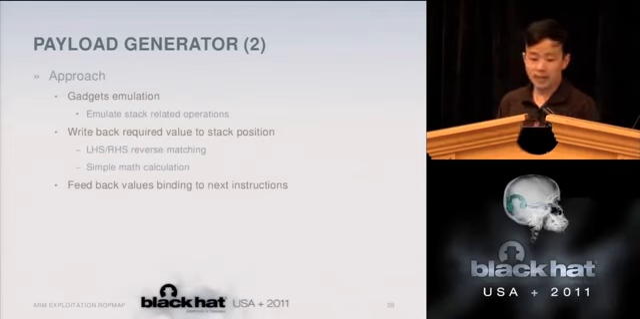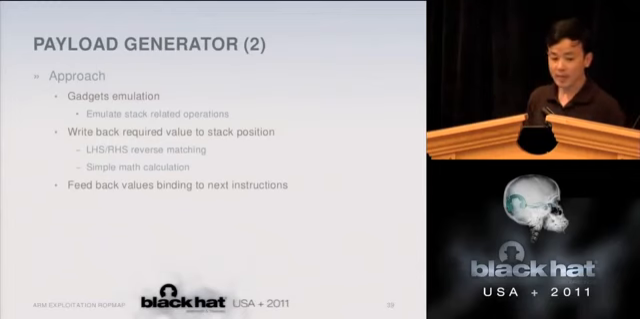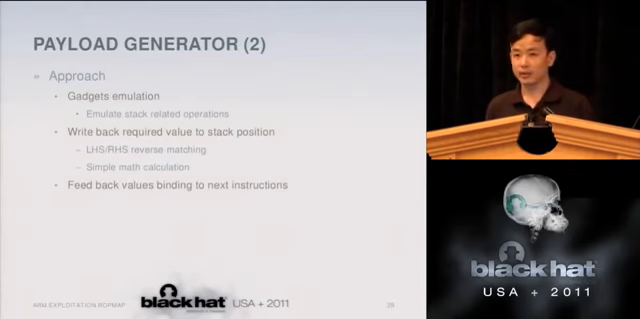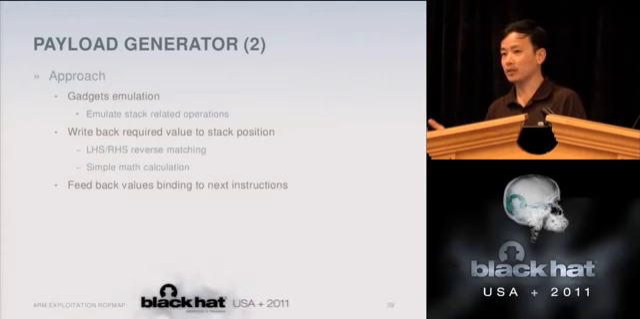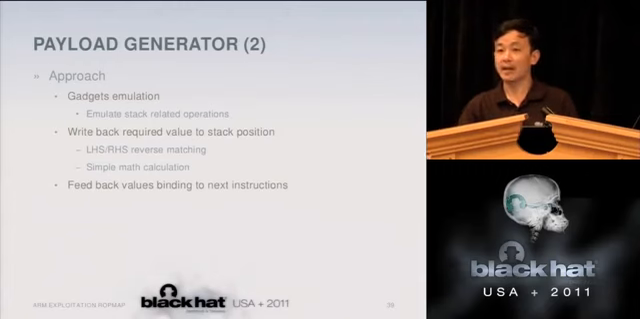In order to do that, we still do some basic emulation of the gadget instructions. Here we emulate every single gadget, and only the stack-related operations like popping a register from the stack. We perform an automatic rollback of values to the stack position. So if you pop a register from the stack, we must write your intended value to that position. The idea is just that simple.